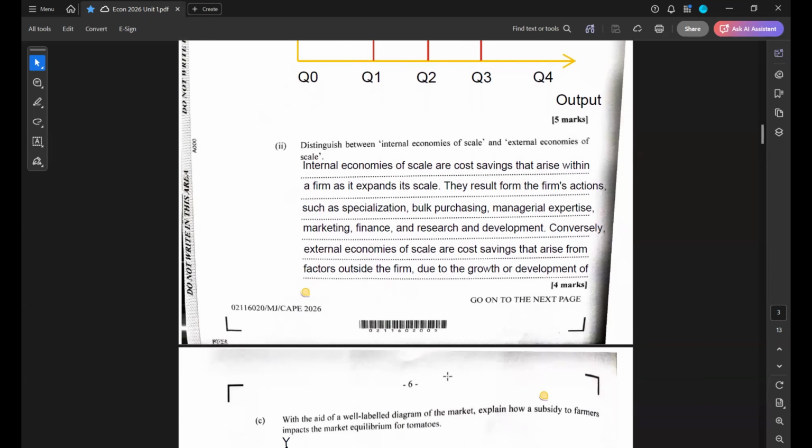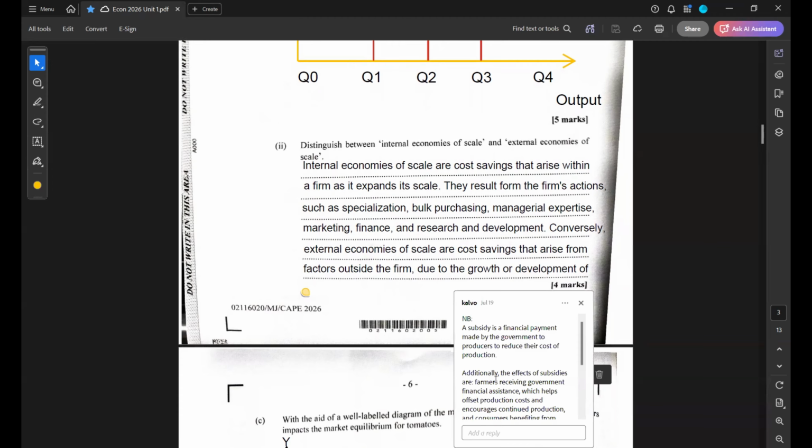Part C, with the aid of a well-labeled diagram of the market, explain how a subsidy to farmers impacts the market equilibrium for tomatoes. Now, a subsidy. What is a subsidy? A subsidy is a financial payment made by the government to producers to reduce the cost of production, right? That is the main focus of a subsidy, to reduce the cost of production.